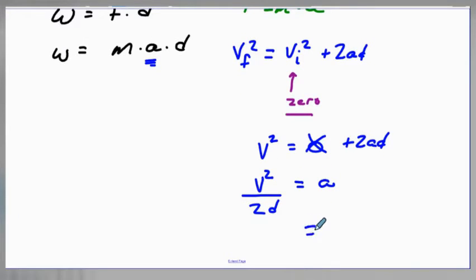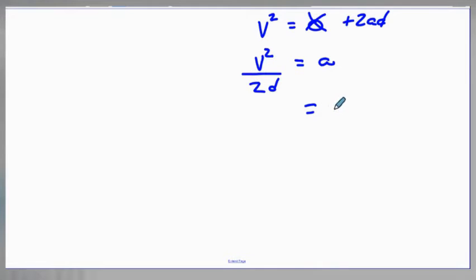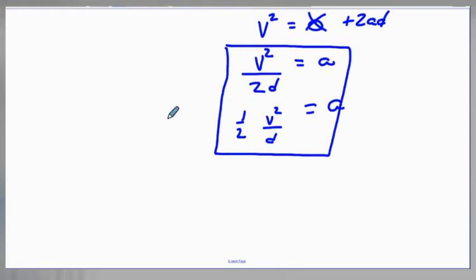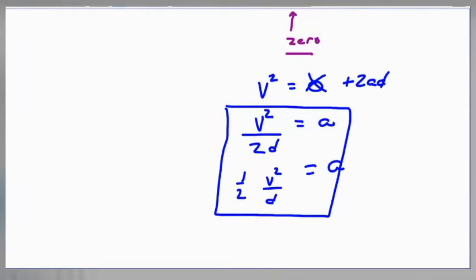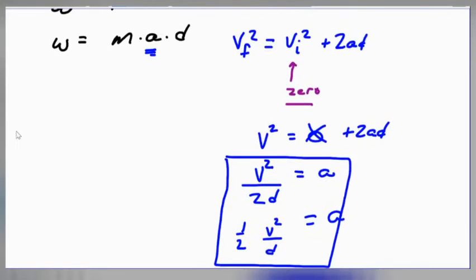And sometimes you might even write it a little bit differently. You might say that A is 1/2 of V squared over D. That's saying the same thing, okay? So there are our kinematics equations that we use to deal with things that are moving. Okay, so let's take that and put that into our equation here.